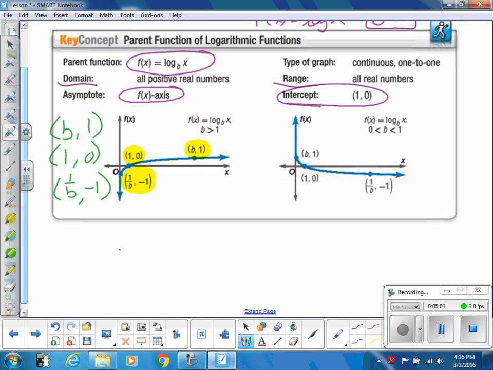Now notice the graphs are a little bit different. And again, this is because this is the graph if b is greater than 1. And then this is the graph if b is a fraction between 0 and 1. Just like with exponentials. It swooped up if b was greater than 1, it was an exponential growth. And it swooped down, it was a decay, if b was a fraction between 0 and 1.